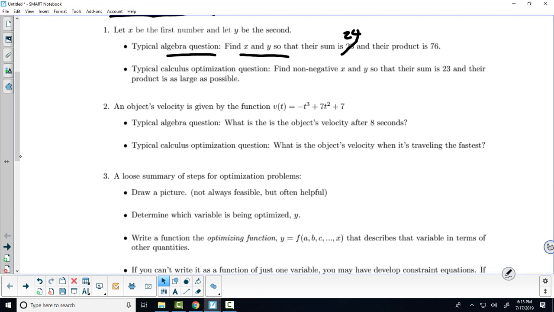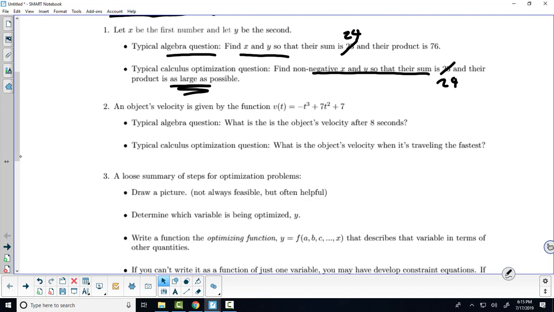The equivalent calculus question will say this. Find two numbers x and y so that their sum is 24 and their product is as large as possible. That's the largest. I'm asking you for the extreme case there. What am I asking you for? I'm asking you to find the global maximum for their product.